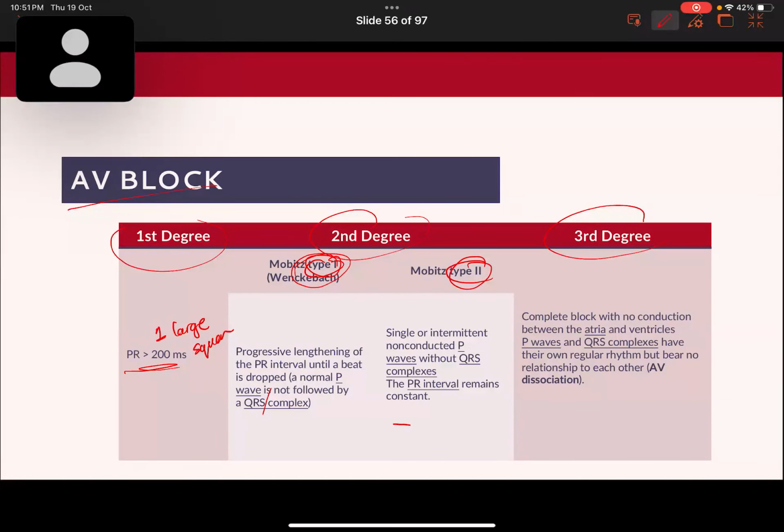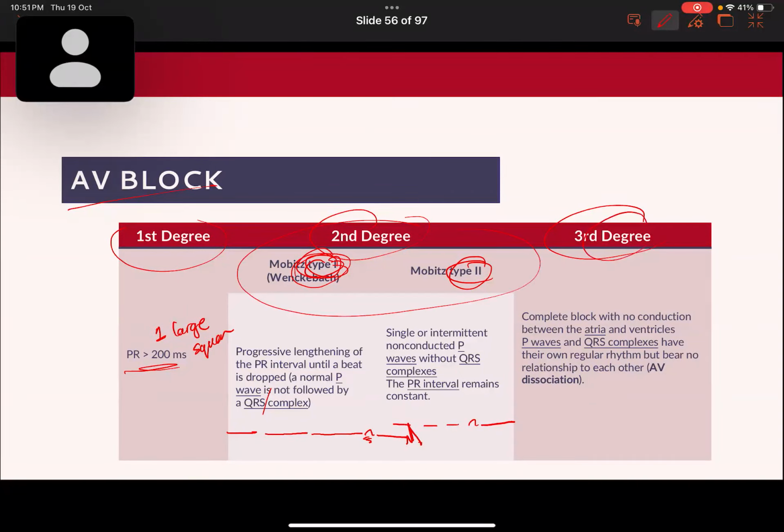It's just constant PR interval, constant PR interval, constant PR interval. And then you have a P wave, but no QRS complex. Mobitz type 1 is when you have PR prolongation, followed by more PR prolongation, followed by more PR prolongation, and then suddenly a normal P wave that is not directly followed by a QRS complex. It's going to come much farther, okay? But this is second degree.